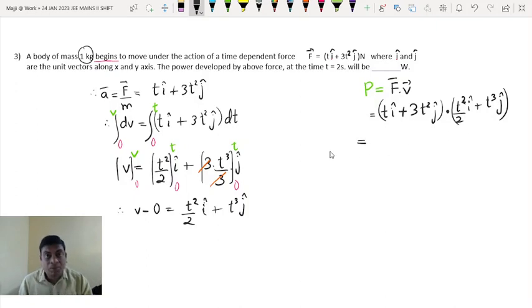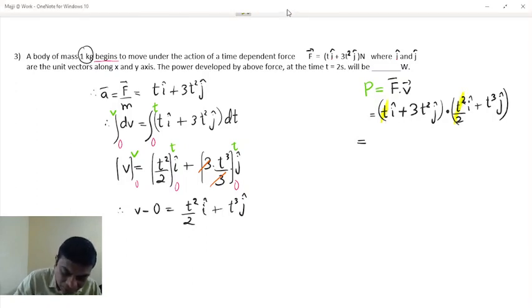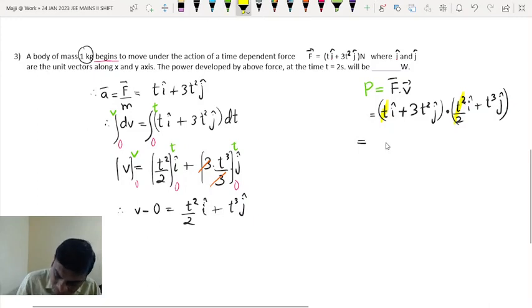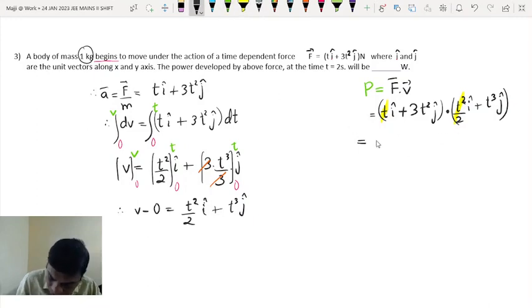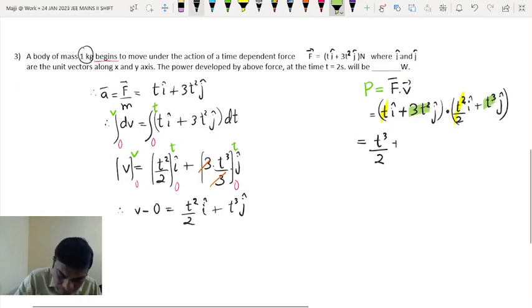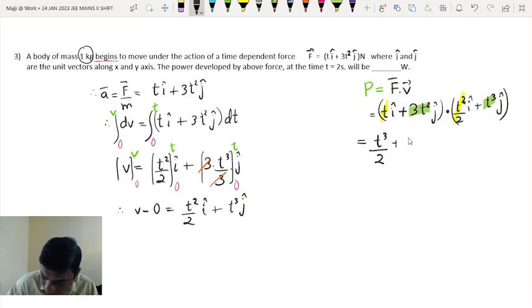You know how to calculate the dot product. Multiply the coefficients of i cap together, then j cap together, and then add them. So here it will be t into t square by 2, how much? t cube by 2. Whereas here 3t square into t cube, this will be, sorry, 3t to the power 5. This is the instantaneous power.